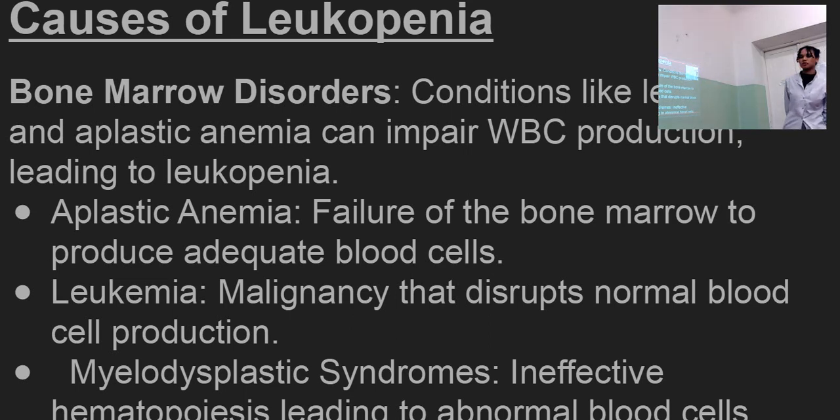Then we have causes of leukopenia. We have bone marrow disorders. Conditions like leukemia and aplastic anemia can impair white blood cell production, causing leukopenia. So we have aplastic anemia, which is failure of the bone marrow to produce enough blood cells. We have leukemia, which disrupts normal blood cell production, and myelodysplastic syndrome, which is ineffective hematopoiesis, causing abnormal blood cells.